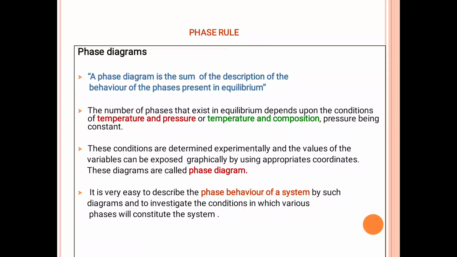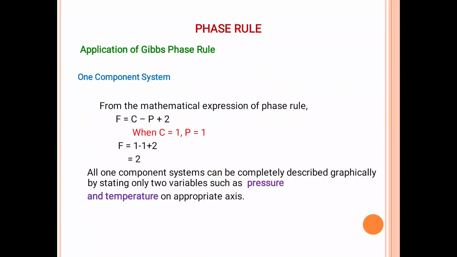It is very easy to describe the phase behavior of a system by such diagrams, to investigate the conditions in which various phases will constitute the system. So it consists of two diagrams. One is the pressure temperature diagram and another one is the temperature composition diagram.